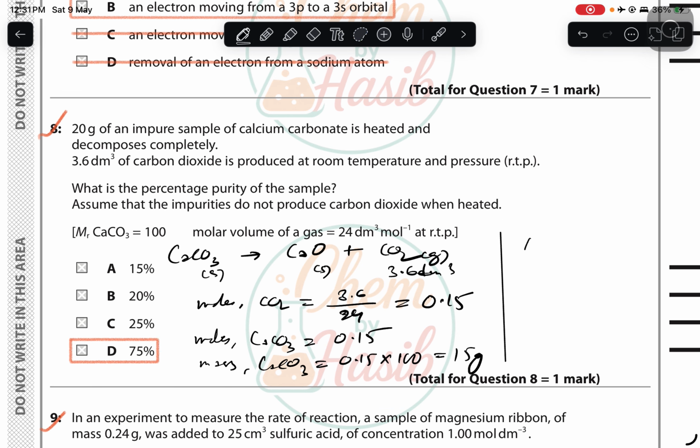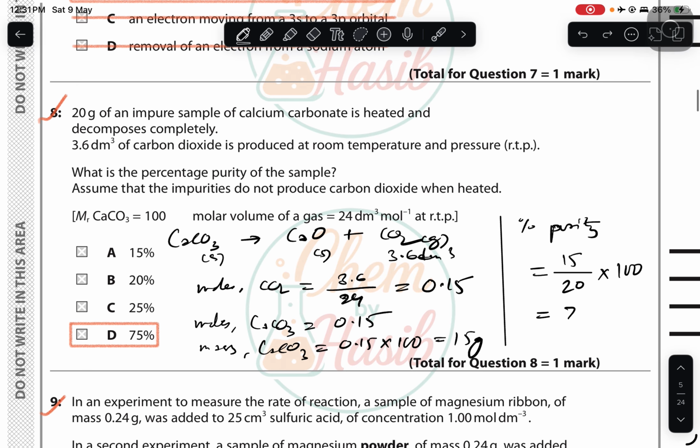Then you calculate the percentage purity of the sample. Percentage purity of the sample will be equal to mass of the calcium carbonate divided by the mass of the impure sample multiplied by 100. So 15 divided by 20 multiplied by 100 equals 75%. So your answer to this question would be D.